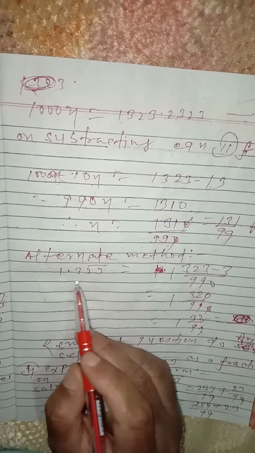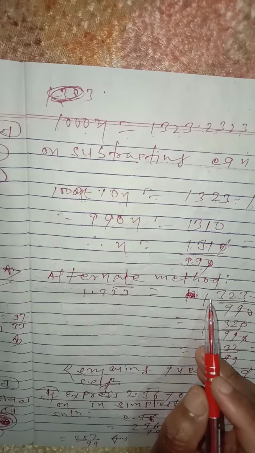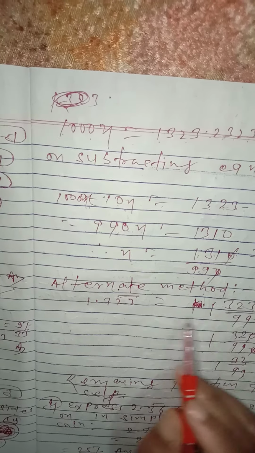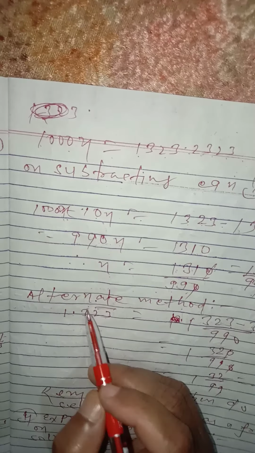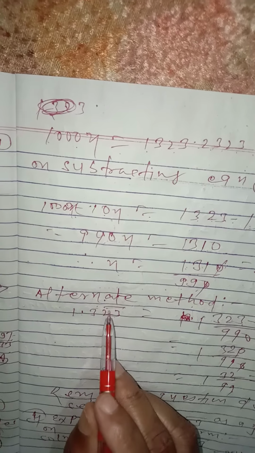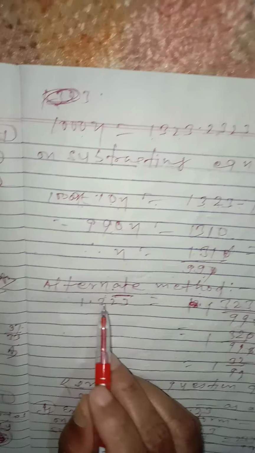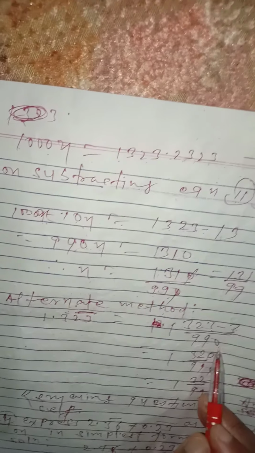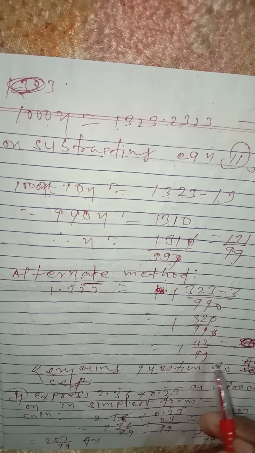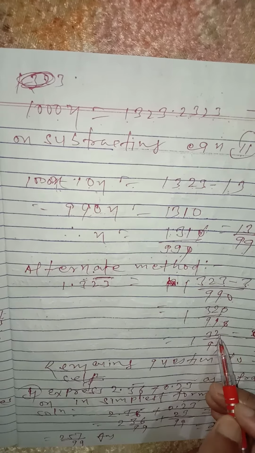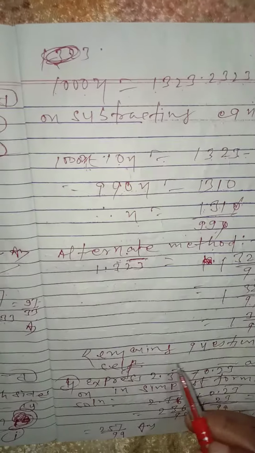Alternate method. 1.323 with 23 recurring equals 1 whole 323 minus 3, because 3 is not recurring. After two recurring digits write 99, and for the 3 write 10. So 1 whole 320 by 990, so 1 whole 32 by 99 equals 131 by 99. Answer.